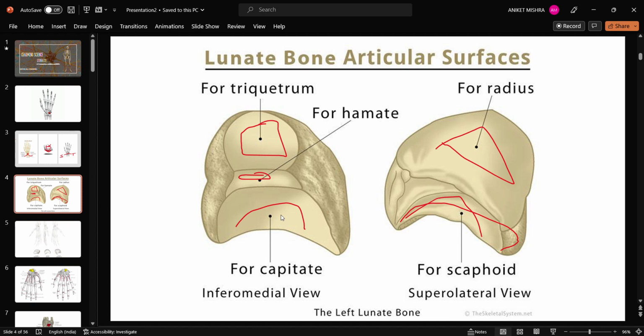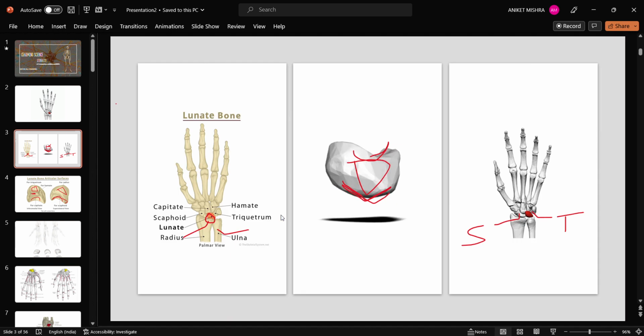So we have determined its sides and articulating surfaces. Whenever we have to identify the lunate bone, first of all we find the crescentic line. We will find that it is broader anteriorly than posteriorly. The medial side has a square shaped facet and the lateral side has a semilunar facet.